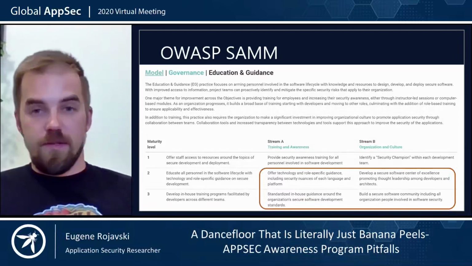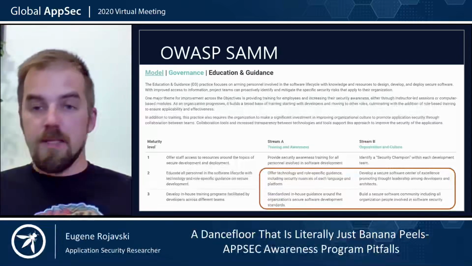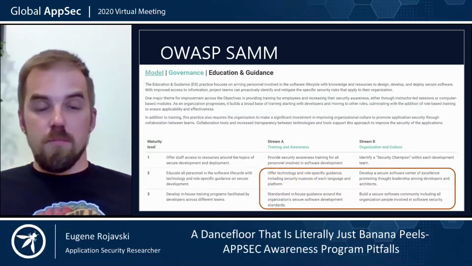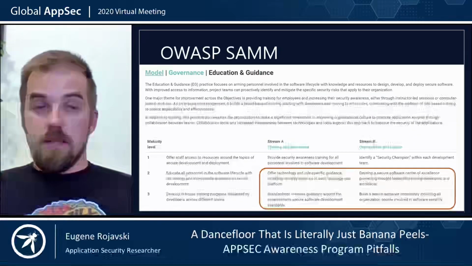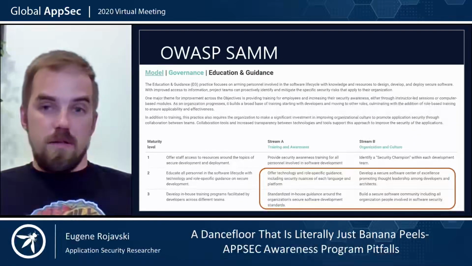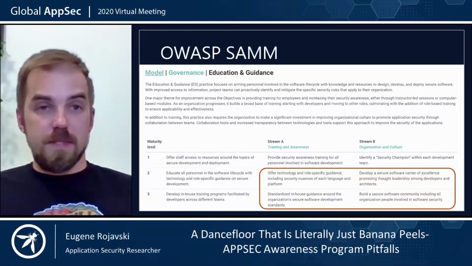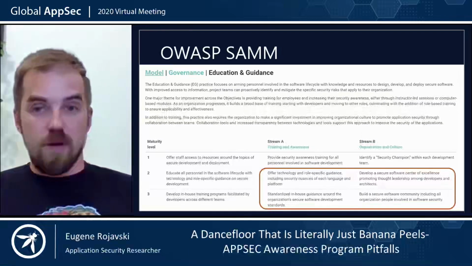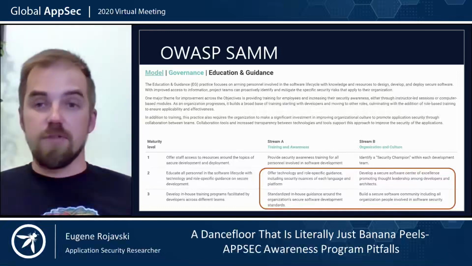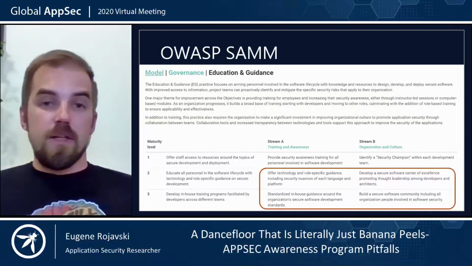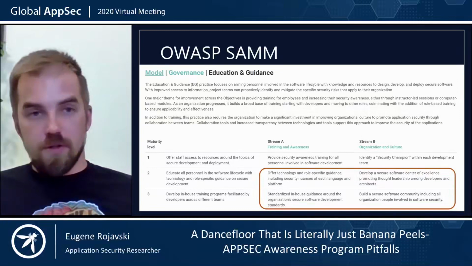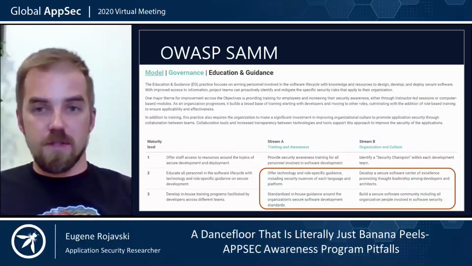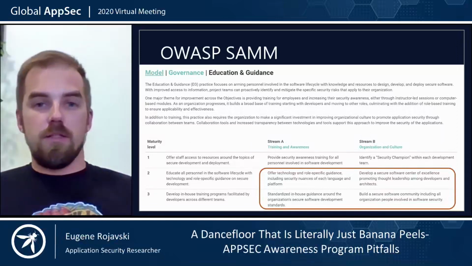And one more important thing that you need to do is measure your success and measure what you do, measure your progress. It's even one of the practices that OWASP SAM shows, measuring your AppSec program. It also has several maturity levels. There's a lot of what you can do after you give some training to developers, and your main goal is not to stop.